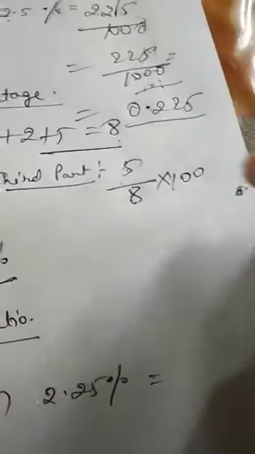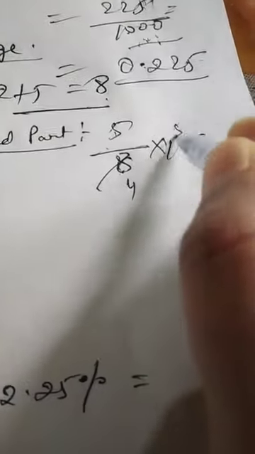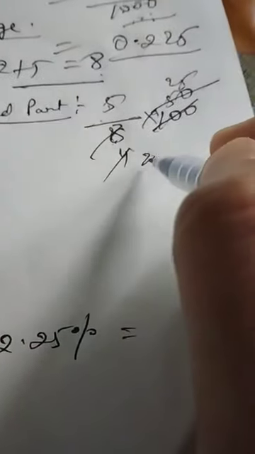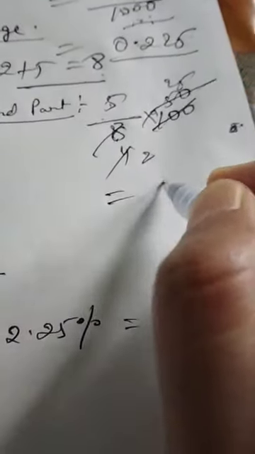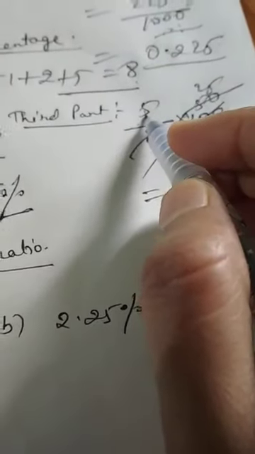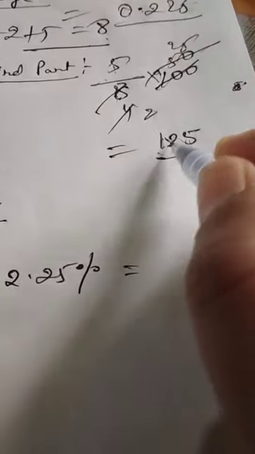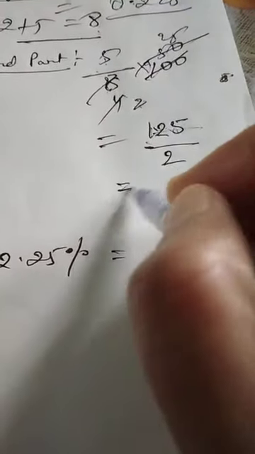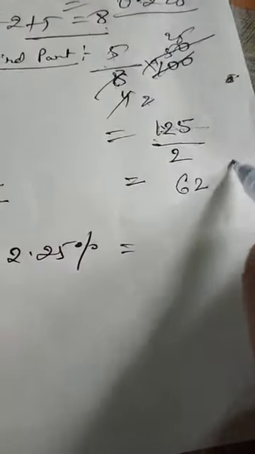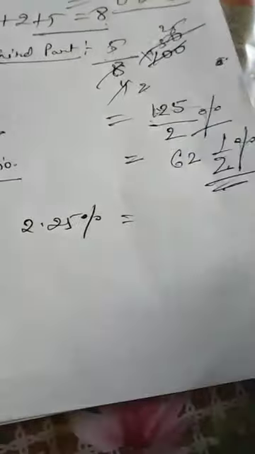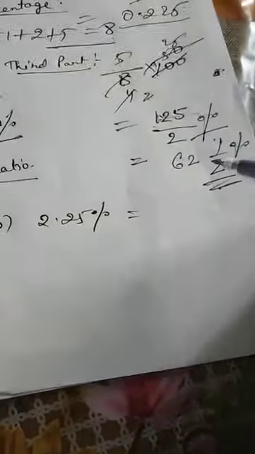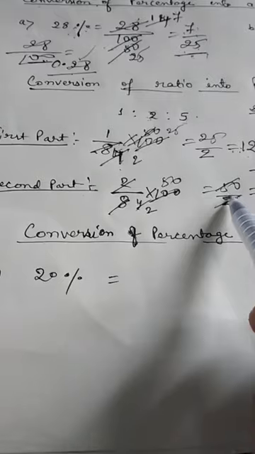So you can again cancel it. 2 4s are 8, 2 5s are 10. Then 2 2s are 4, 2 25s are. Then just multiply 25 into 5. What will be? 125 by 2. Or if you want to change this into mixed fraction, we can change it. 62 1/2%. Or here also you can write percentage. Okay, this is the way a ratio can be changed into percentage form.